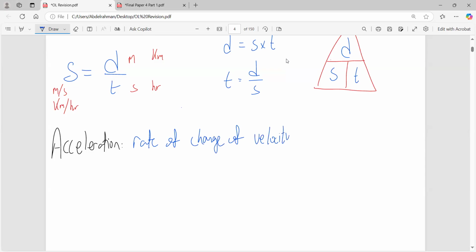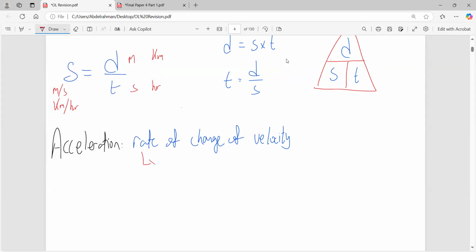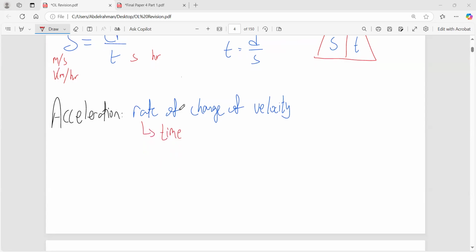Here's another common mistake. Whenever you have rate, and by the way, rate doesn't have to do only with acceleration or with speed or whatever. Whenever you have rate, it means that you need to divide a quantity by time. So rate of change of velocity means that you need to divide the change of velocity by the time. I'll tell you in a moment the difference between uniform and constant and those things. Acceleration is the rate of change of velocity.